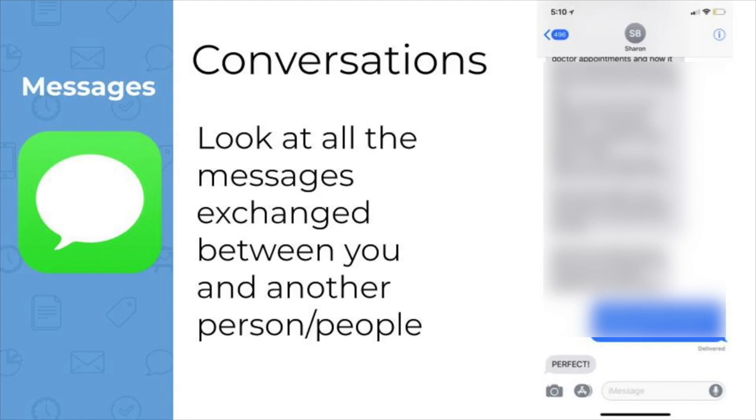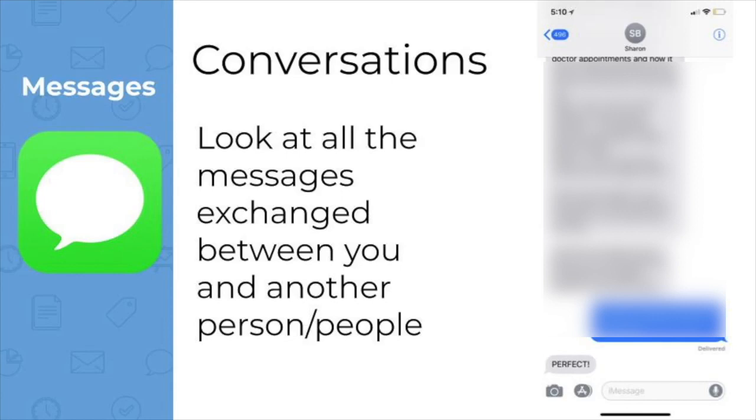This is called a conversation, and it is the complete history of any text messages that have been sent between you and another person or people. I say people because you can actually have something called a group chat, which is a text message conversation that is shared between 2 and 32 people. On this screen, you're able to look at every text message that has ever been sent between you and the person that you clicked on.